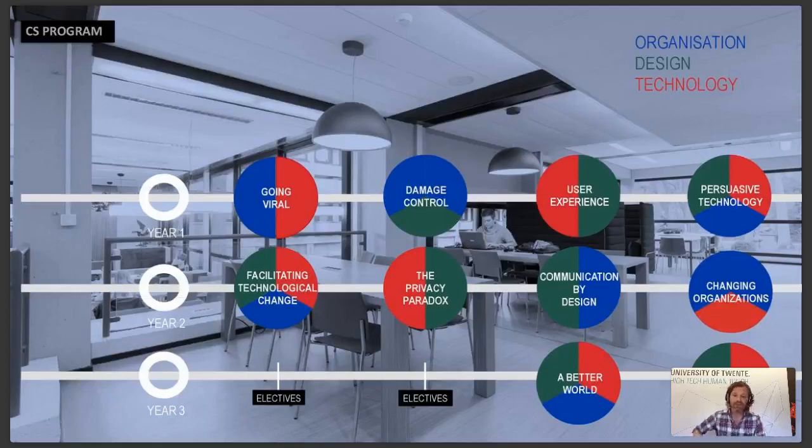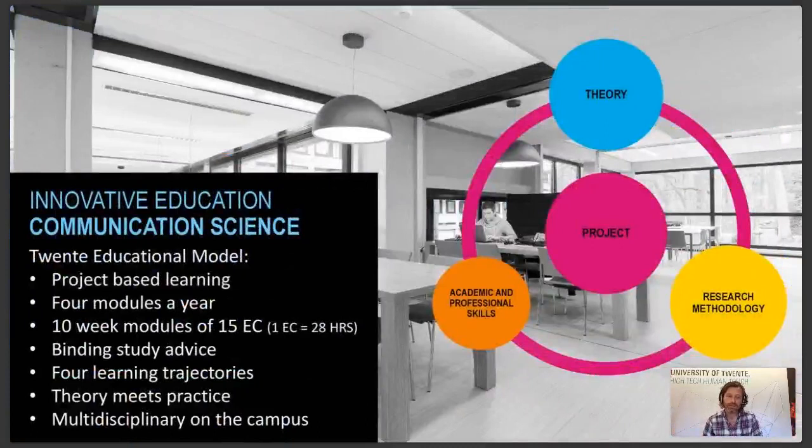What I will do next is tell you a little bit more about the way that we offer our education. We say we offer innovative education, and why do we say that? Well, it's based on the idea that we follow what we call the Twente educational model. And the Twente educational model is distinctive compared to all kinds of other educational programs within this country, but also abroad, because we offer those 4 big courses per year. But also within every course, there's one similarity, it's project-based learning.